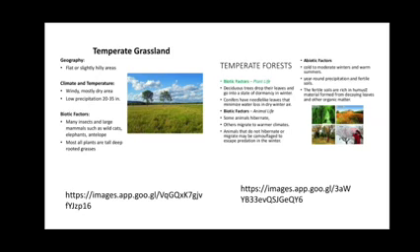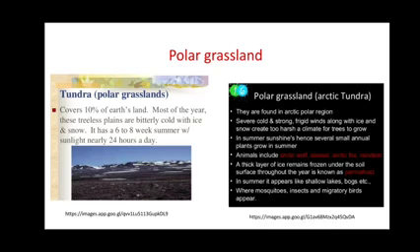It includes producers, consumers and the decomposers. So same here, producers, consumers and the decomposers are here in the temperate grassland ecosystem. Okay, so here the polar grassland.